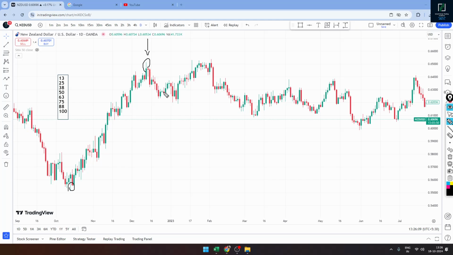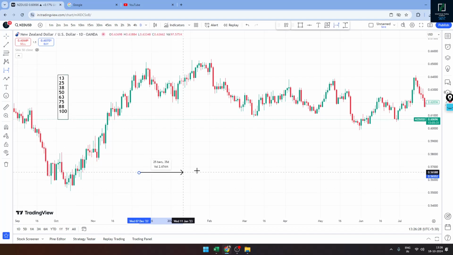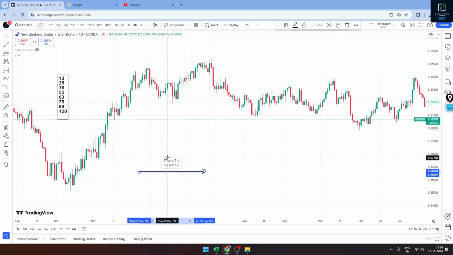You cannot manually count. So instead I suggest you use the date range tool. If you go to the projection tab in the TradingView box, you can see the date range, right? So click that. If you put it like this, you will get some values here. You can see 37 bars, 51 days, and volume, right?